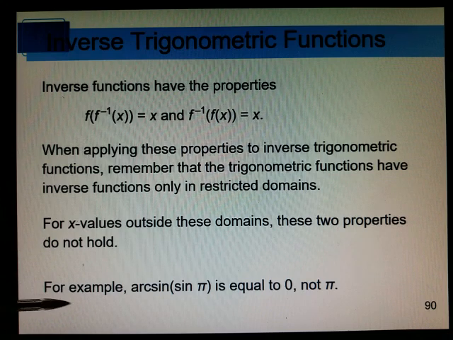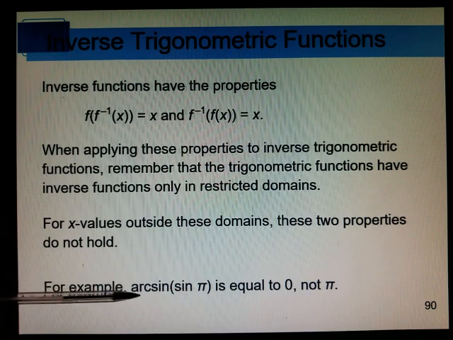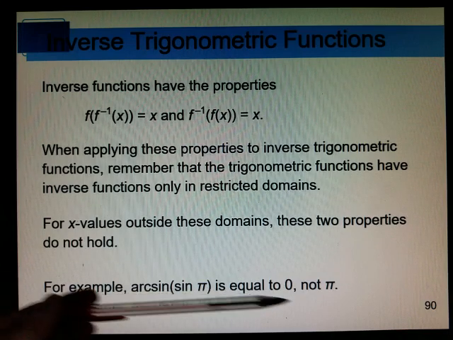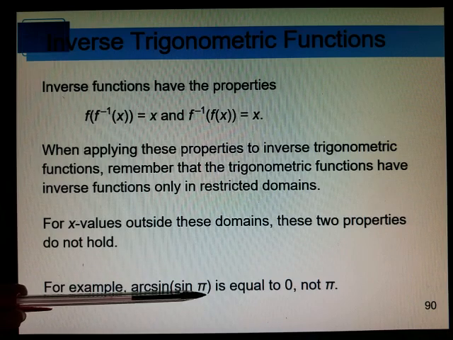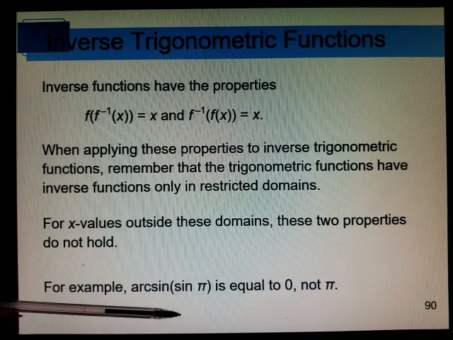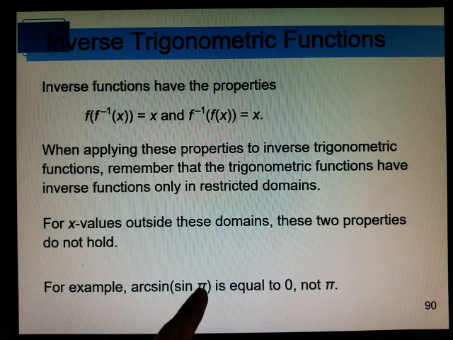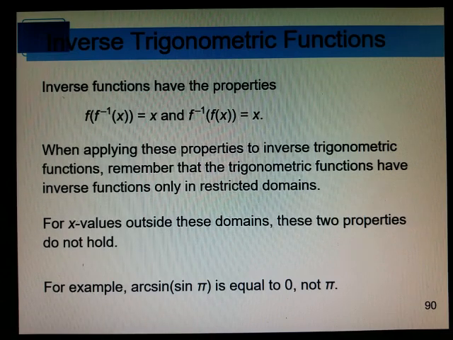So for example, the arc sine of the sine of pi. See, the sine at pi is 0, but the inverse sine of 0 is 0. It's not pi. So do be careful: with arc sine of sine of pi, the answer would not be pi. Most of the time it is, but in this case it is not, because pi is not in the original domain of the arc sine. That's what they're trying to tell you here.